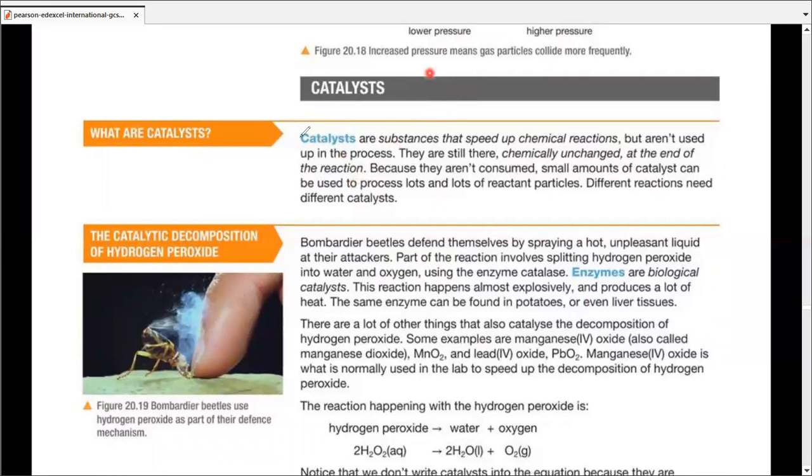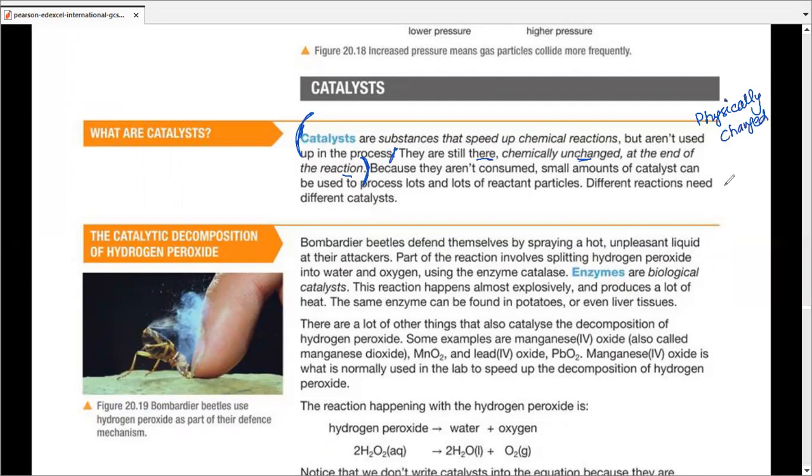Sometimes students write this part of the definition and leave this part out of it. I was saying sometimes they leave the second line out of it. That's not correct. It's better to write from here to here because that's the whole definition. They aren't used up in the process, they're still there. How? They are chemically unchanged. They might get physically changed, right? We might change them physically.